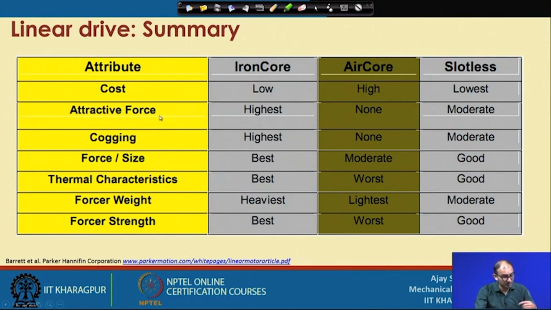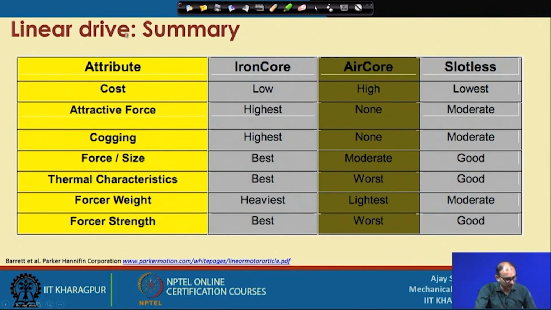Attractive forces, that means the attraction between the magnet and the forcer, is highest in this particular case, and this is the moderate. If you see all these things, you will get something in between for this slotless compared to the iron core and the air cores. Force per unit size is more good in this particular case.